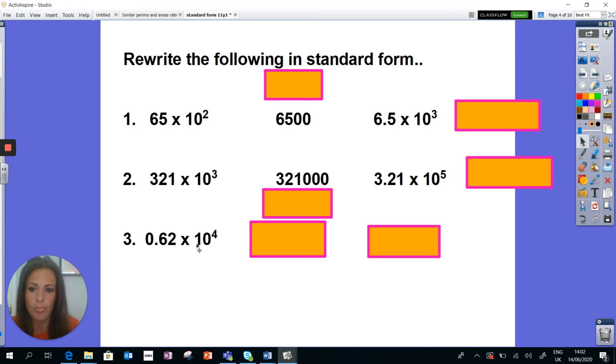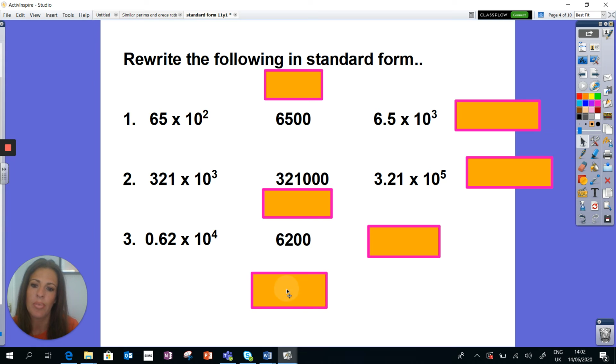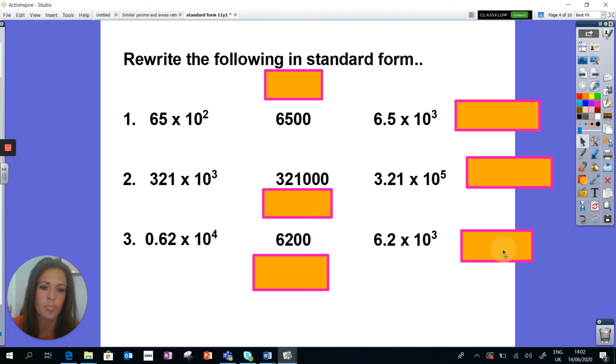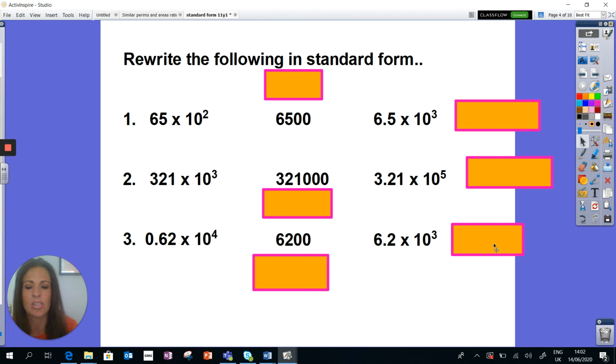This last one, again, is not correct. In this case, it's too small. It needs to be between 1 and 10, and this is less than 1. So instead of 0.62, we're going to make it 6.2, and then it'll be times 10 to the 3. This is just the middle part that you might find useful. And because we have multiplied 0.62 by 10, we're going to have to decrease the power by 1.